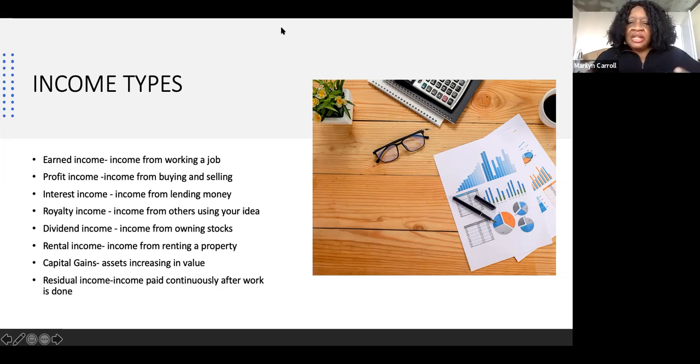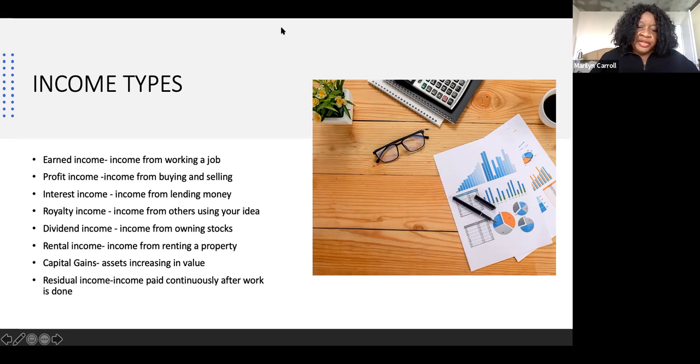Well, all of these classes bring to them different things that we can use in various ways. So on your monitor, we talk about income types. We have earned income, income from working a job. We know about that, we're getting that. But these additional income levels, we can learn more about as we're going through school.